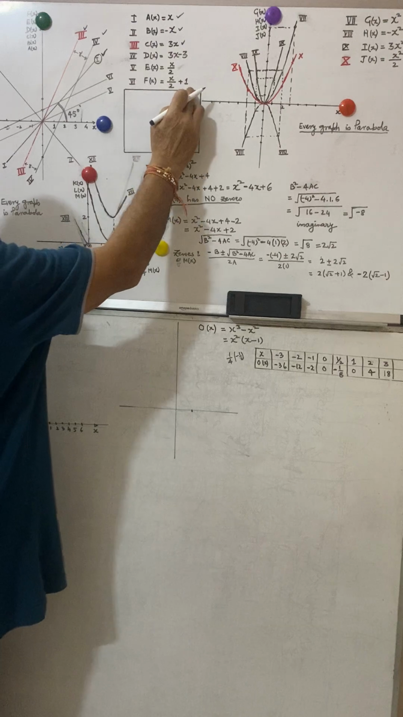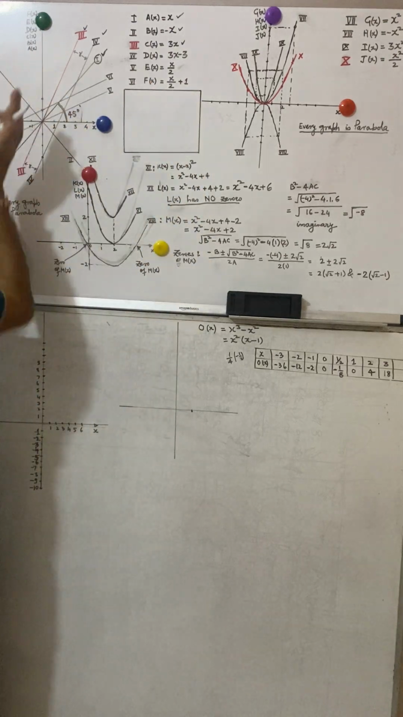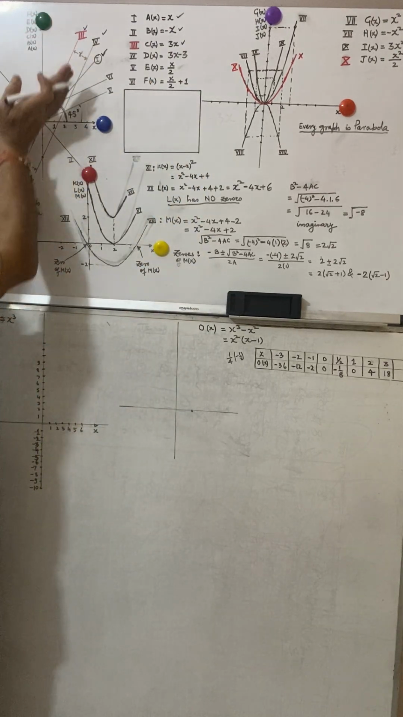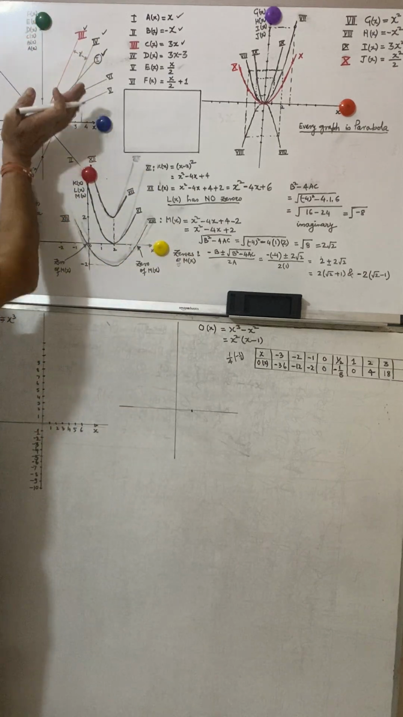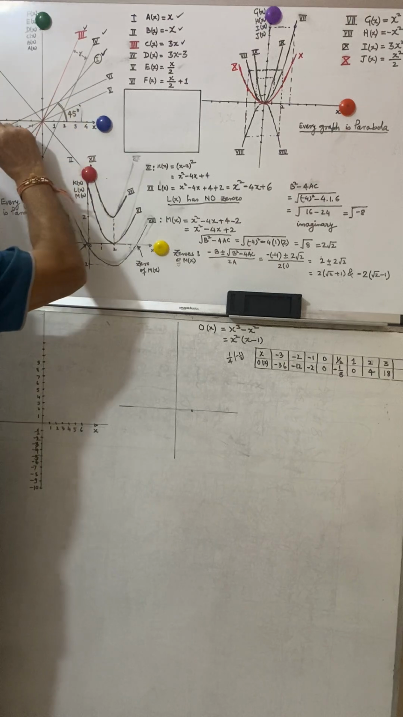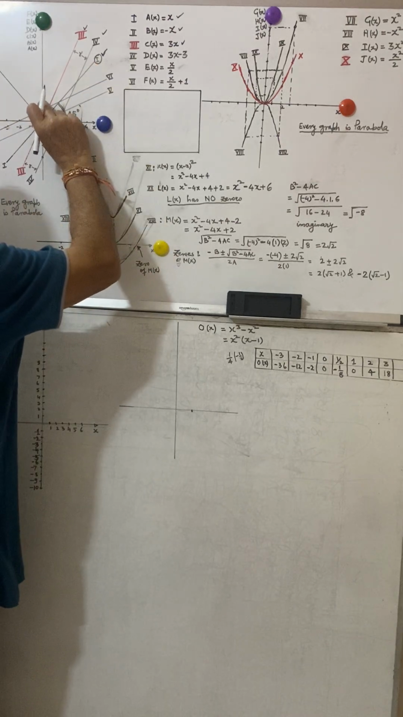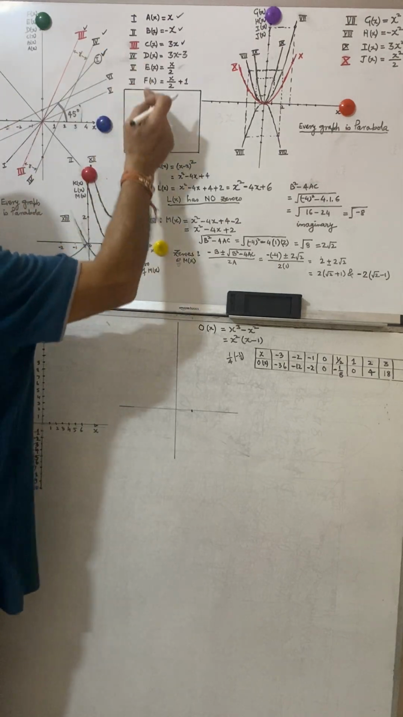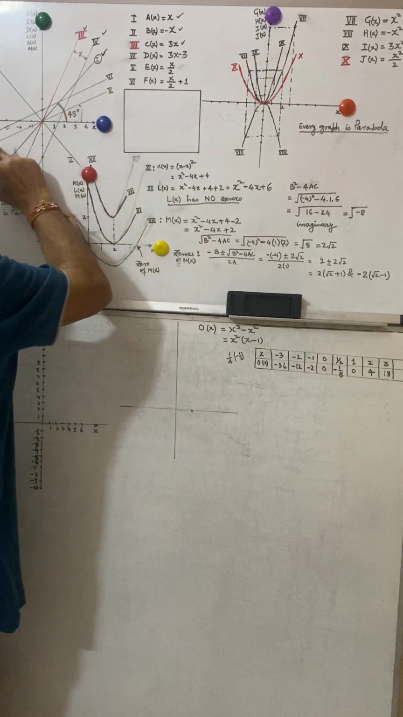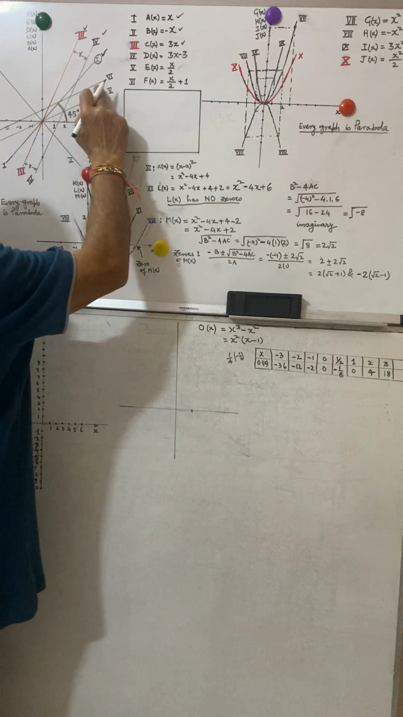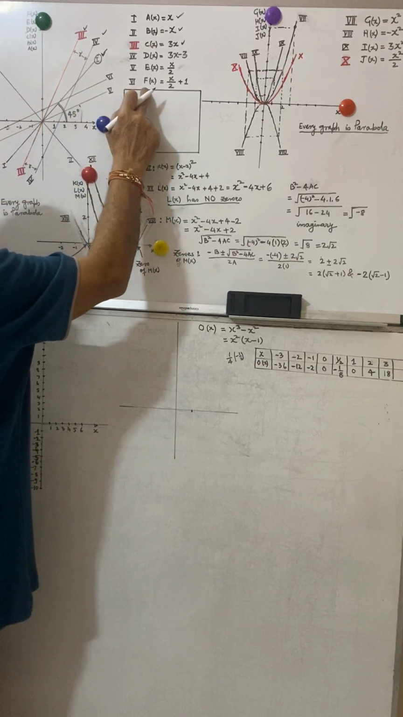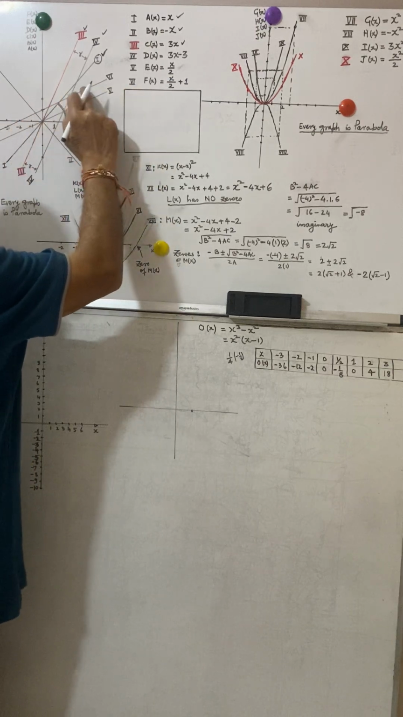What is x by 2 plus 1? Plus 1 goes upwards, minus goes downwards. Plus 1, plus 2, plus 3: plus 2 will be here, passing through this point, and plus 3 will be passing through this point. First consider what is x by 2, then x by 2 plus 1. This sixth one, F(x), is x by 2 plus 1.